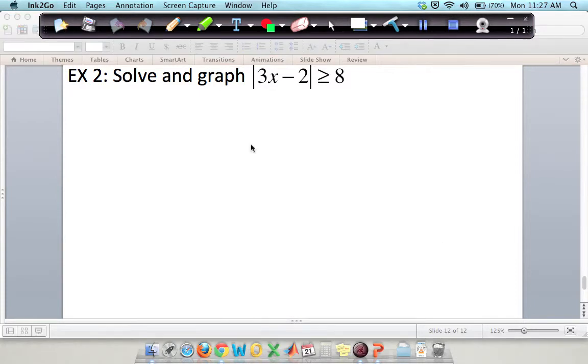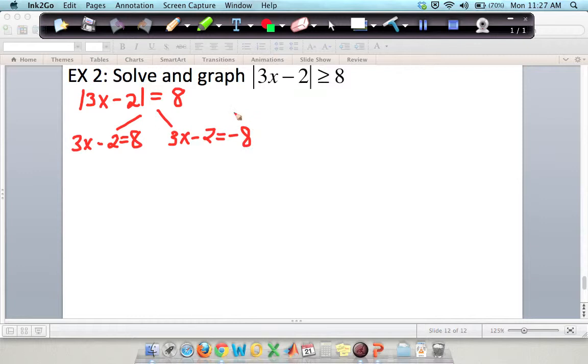Okay, so let's solve another one. Same way, we're going to solve and graph the absolute value of 3x minus 2 is greater than or equal to 8. So again, first step, we're going to write this with an equal sign. My absolute value sign is already by itself, so I'm going to set up my two equations to solve. 3x minus 2 equals 8, or 3x minus 2 can equal negative 8. I'm going to find these two solutions.